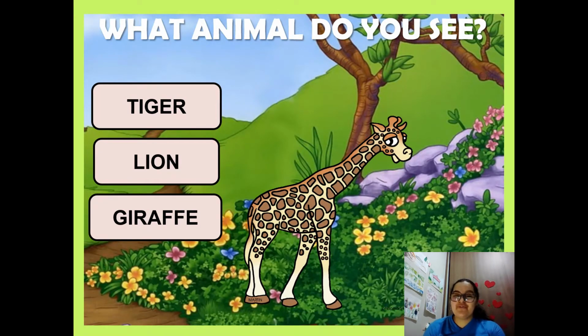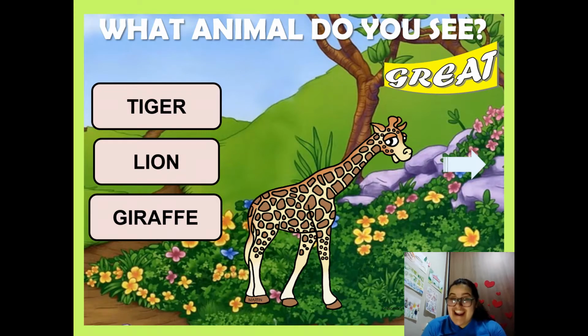Look, how beautiful is this animal, isn't it? So let's see, it's a tiger, a lion, or a giraffe. We already see a lion, but not a tiger. So it's a tiger or a giraffe? Giraffe? So let's see together. One, two, three. Great, guys! It's a giraffe!